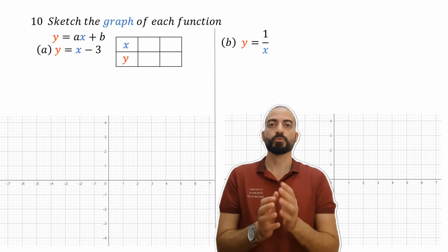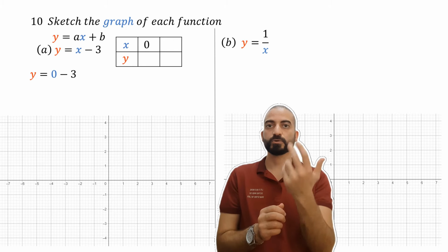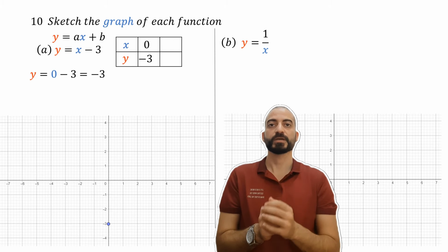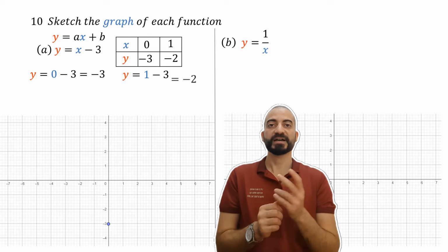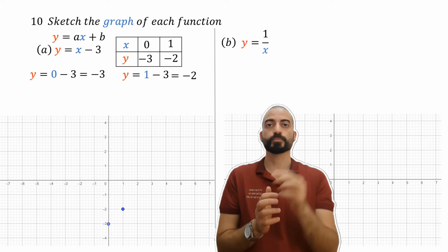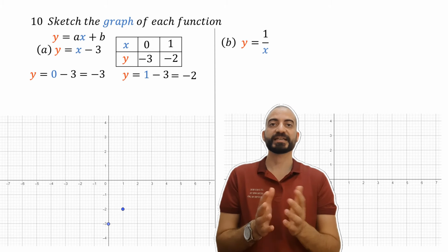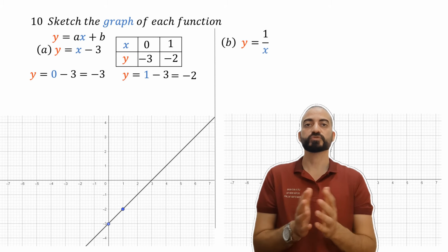For example, when x is equal to 0, then y equals minus 3. And when x is 1, then y is minus 2. Now we connect these 2 points together and get this line. Now move to part B.